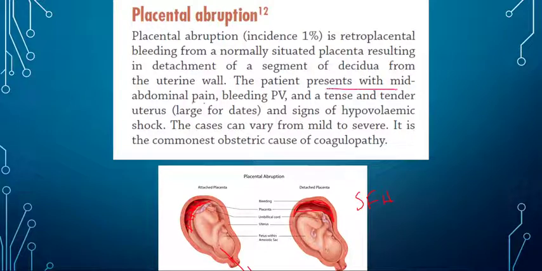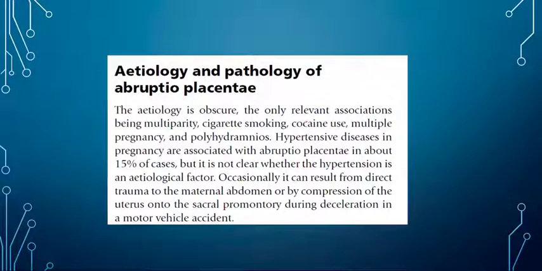So the patient presents with mid-abdominal pain, bleeding PV, a tense and tender uterus, sometimes even larger for date, and sometimes if it's severe bleeding, the patient will go into shock. There is a lot of etiology or cause of abruptio placenta, but multiparity, cigarette smoking, cocaine abuse, polyhydramnios can be more common. Sometimes even after a motor vehicle accident, the patient can develop abruptio placenta. That's why any patient having an accident or trauma to the abdomen during pregnancy should be tested or observed for abruptio placenta.